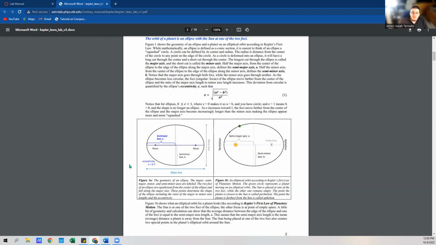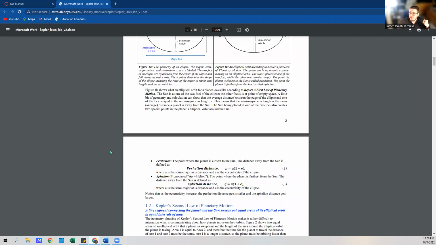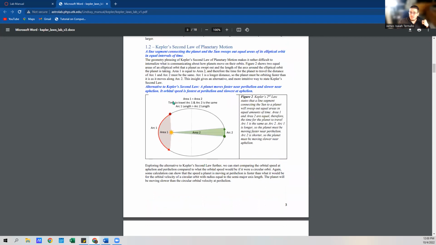Other things that I would like to point out, moving on to the second law, is that planets sweep out equal areas in equal times. So if we go to page 3 of our document here, we can see that there's an illustration that actually shows us what that statement means.